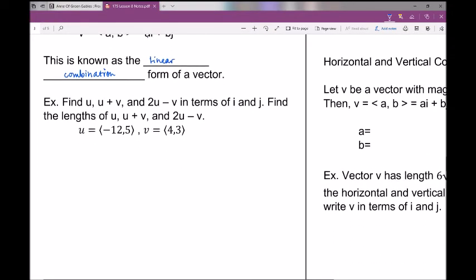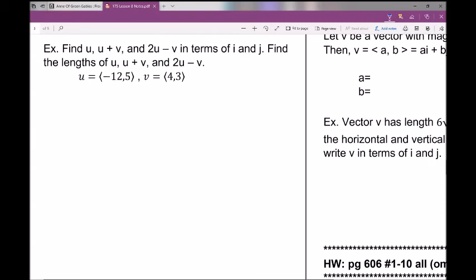So let's find u plus v, and 2u minus v in terms of i and j. And then we want to find their lengths. So first of all, we're given the vector u is (-12, 5), and the vector v is (4, 3). So let's go ahead and rewrite these in linear combination form. So vector u will be -12i plus 5j. That's all there is to it. Slap an i on that x component and a j on that y component. Vector v will be 4i plus 3j.